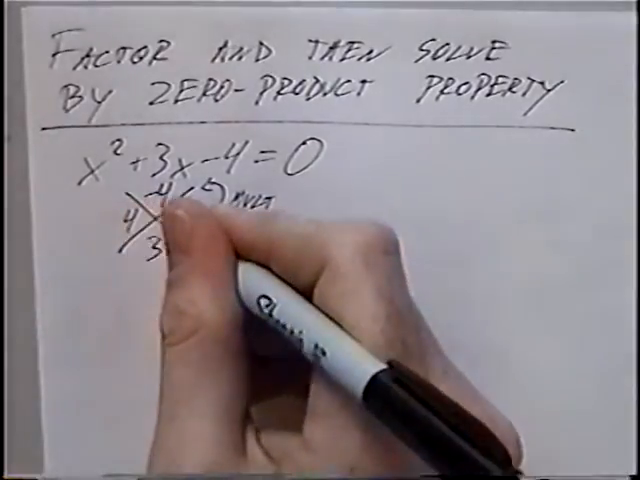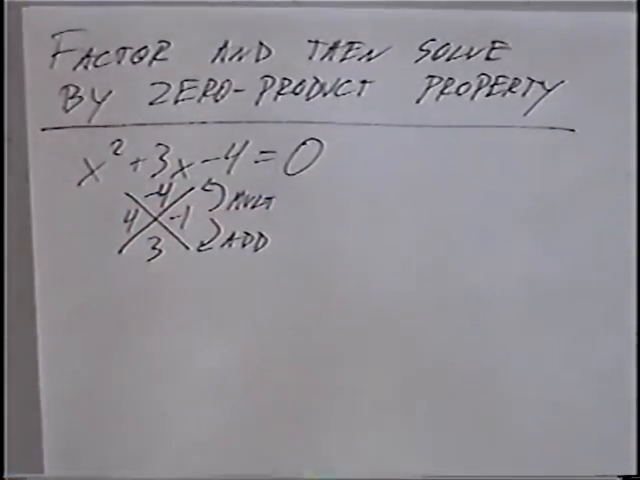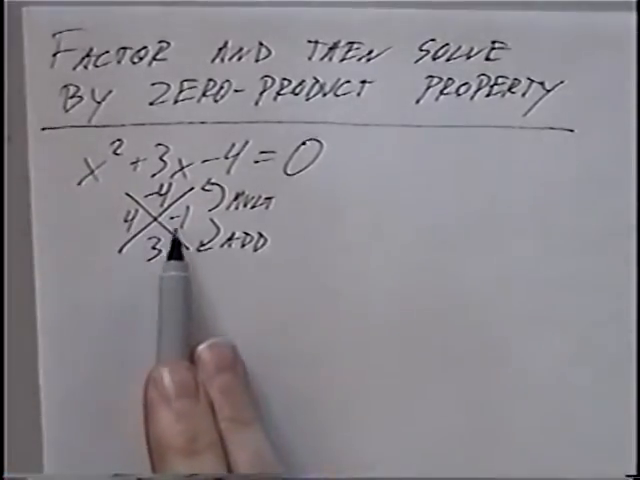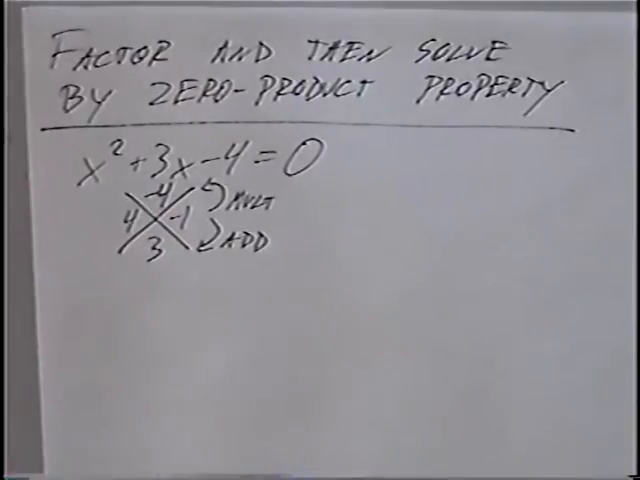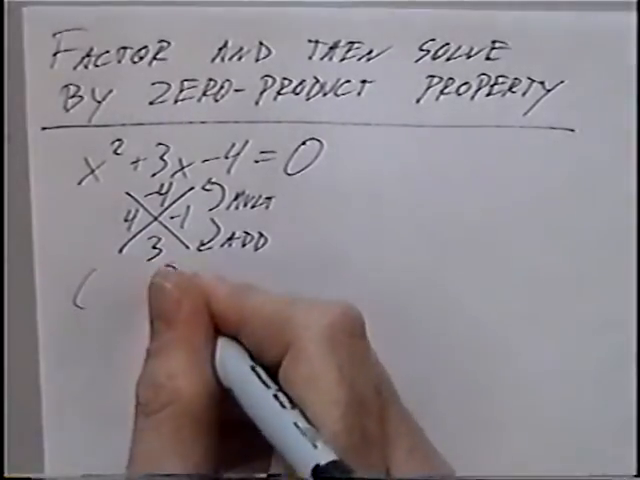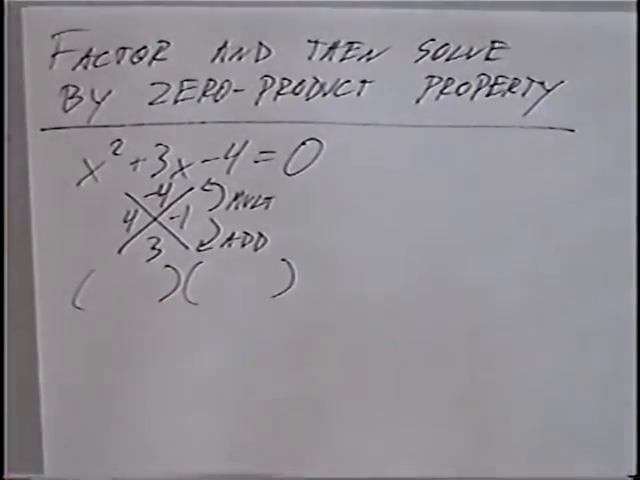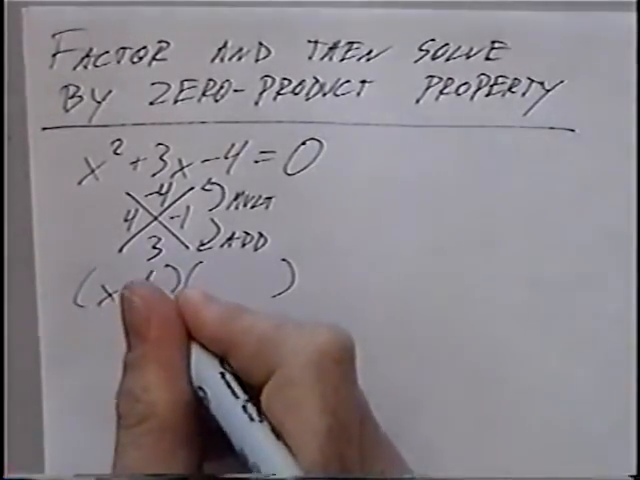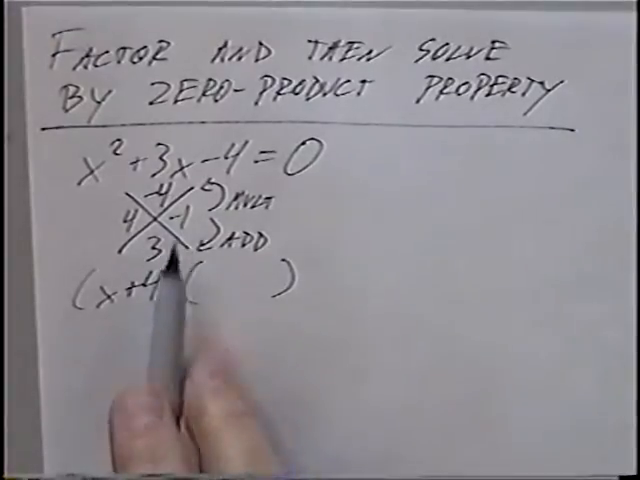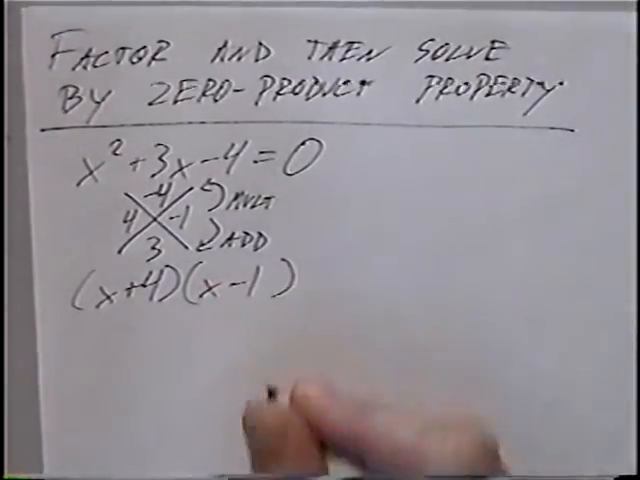Those numbers would be 4 and negative 1. 4 times negative 1 would be negative 4, and 4 plus a negative 1, which is the same thing as 4 minus 1, would be 3. If you remember, you put these answers in parentheses, still using the x, and a positive 4 would be x + 4. And the second parentheses with the negative 1 would be x - 1.